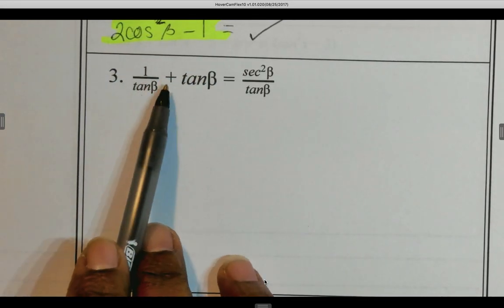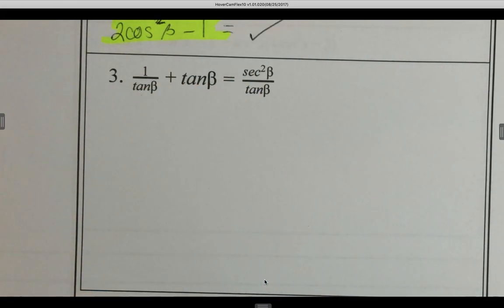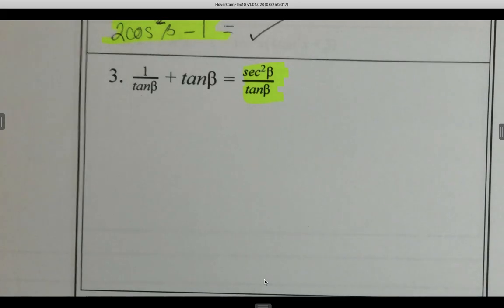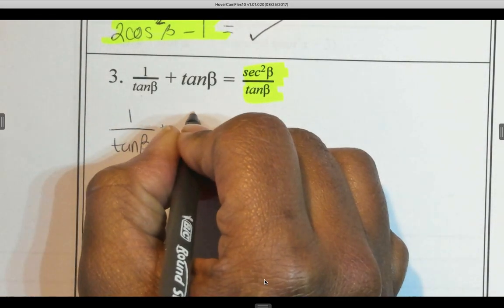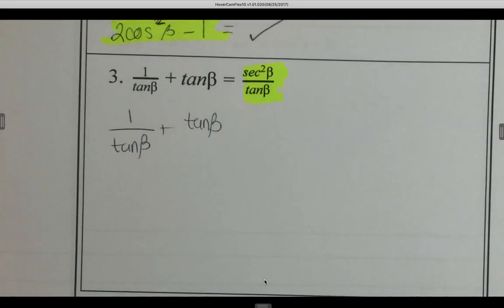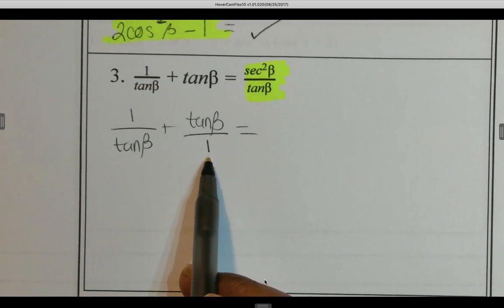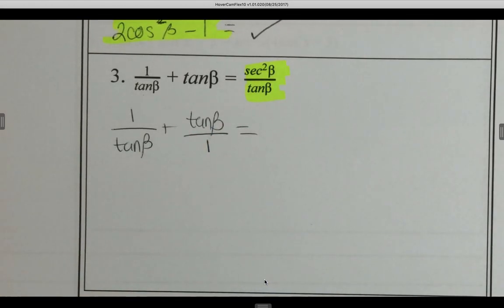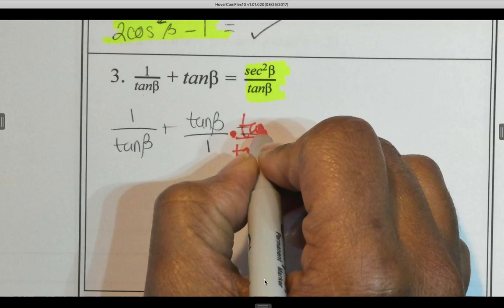So what I'm going to do is try to change this so that I have just one complete fraction, right? Get common denominators, and try to verify that it equals secant squared over tangent. Okay, so I have 1 over tangent beta plus tangent beta, but I can rewrite that as tangent beta over 1. Okay, and so common denominators. I have a denominator of tangent. I have a denominator of 1. My common denominator would just be tangent. So I'm going to change this guy so that it has the denominator that I want. I'm going to multiply numerator and denominator by tan beta.